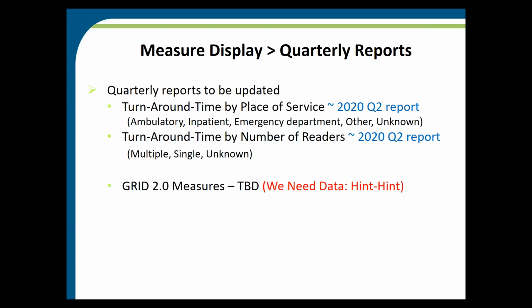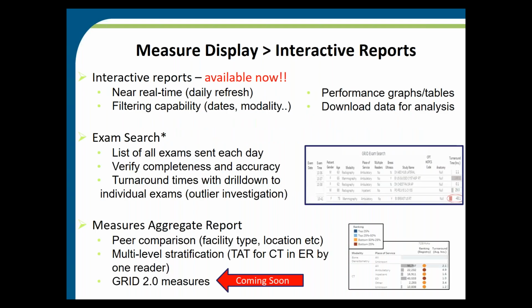So this is my plea, hint. We really need some folks to start submitting so we can make sure we've coded the measures, but without real data, to make sure it's working correctly. We really need that in order to make that final step. So once we get some real data, we will hopefully be able to add those 2.0 measures to the quarterly report also.